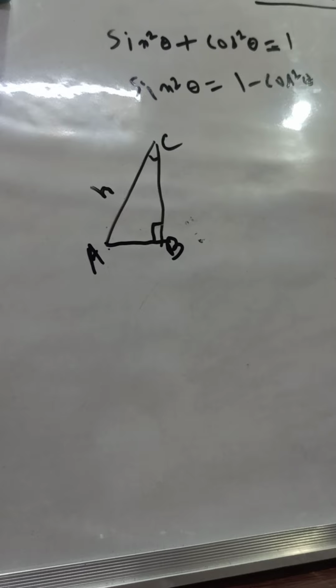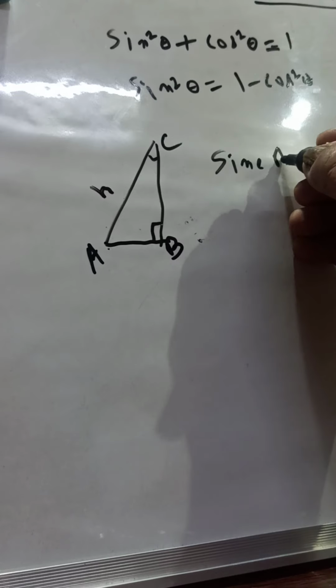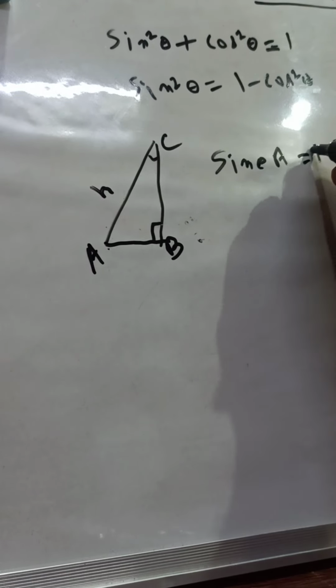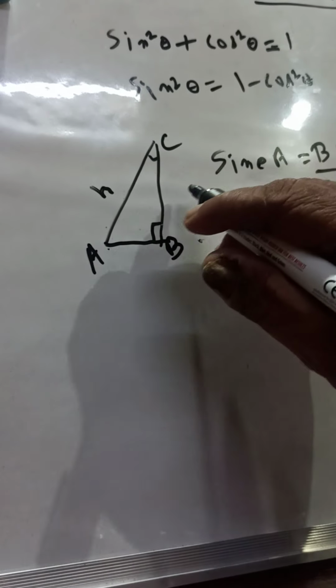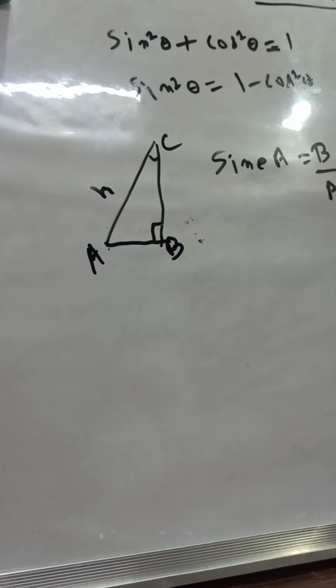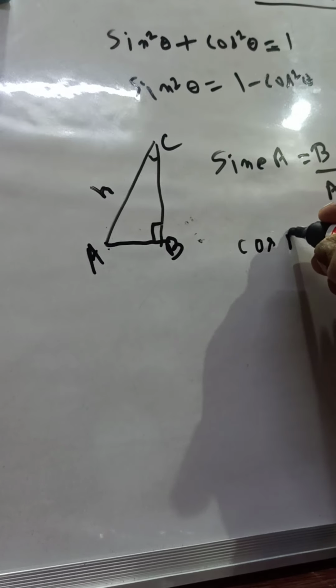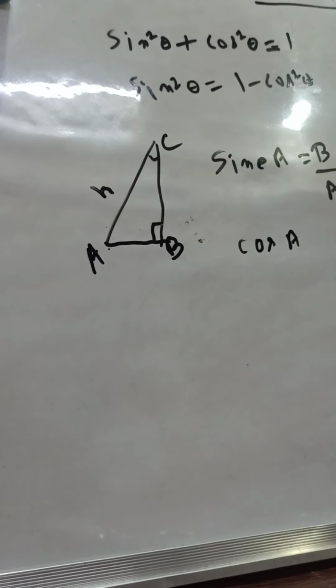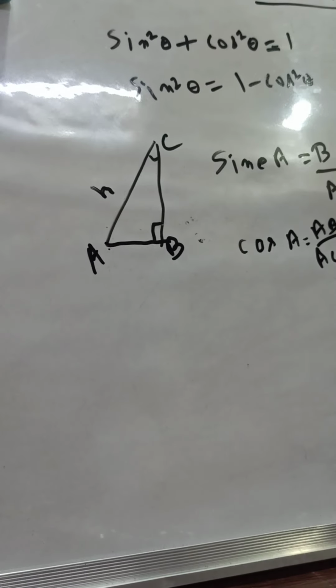Then sin A is equal to BC by AC. If you write it like this, sin A is equal to BC by AC, the hypotenuse. Angle A is here, and opposite to it is BC. This is called sin A. Similarly, cos A is equal to AB by AC. This is cos A.